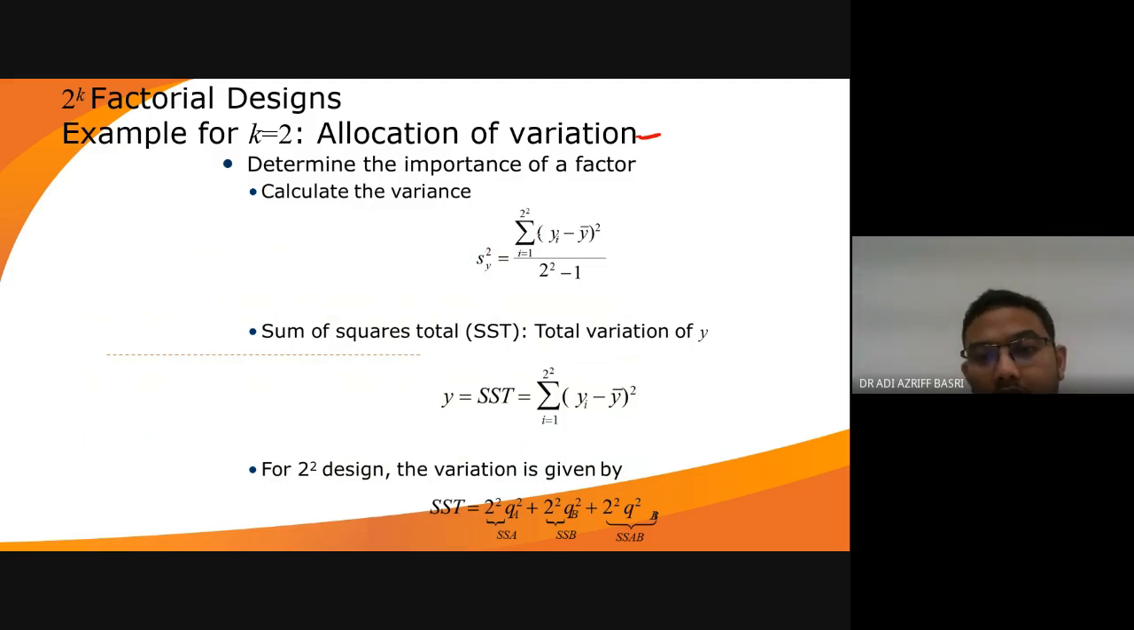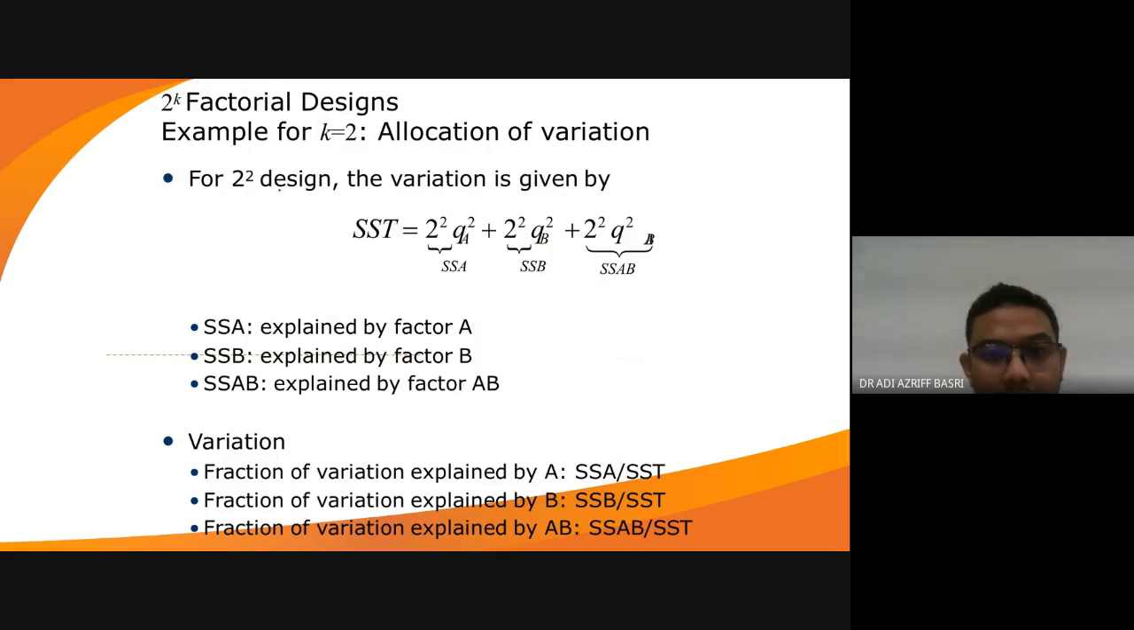S square is the summation of y minus mean square divided by 2 power of 2 minus 1. So this one is the sum of squares total, SST, total variations. So this is the formula. Okay. Then the third one, for 2 power of 2 design, the variation is given by SST is equal to 2 power of 2 QA squared plus 2 power of 2 QB squared plus 2 power of 2 QAB squared. So for example, for the allocations just now, this is the formula.